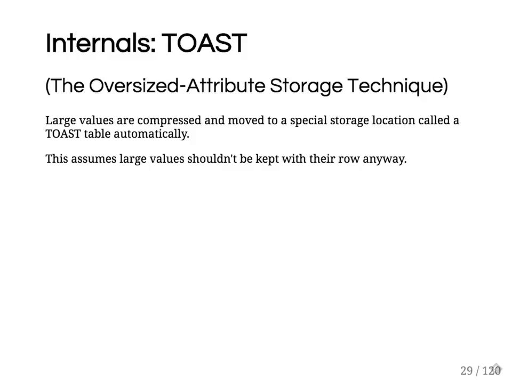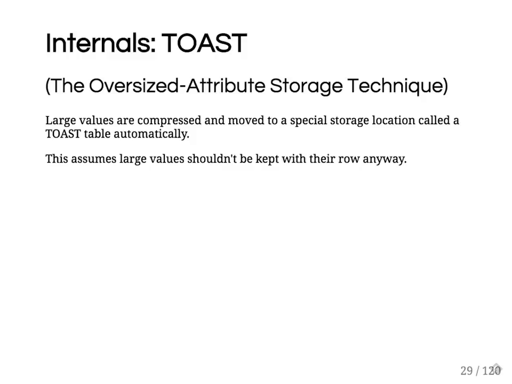Toast is a system whereby large values, which might exceed that 8K, are pulled out of line, compressed if there are savings, and then stored separately with a pointer left as the value back. Now you might ask yourself, is that really efficient? You probably don't want large values in your rows, because usually if you're querying a database, you're not querying on the contents of those values. Those are sort of the payload that comes back.